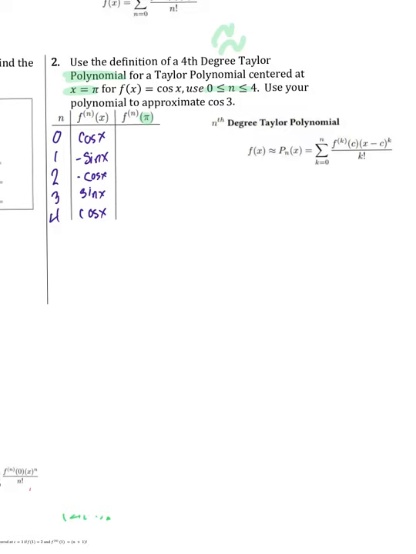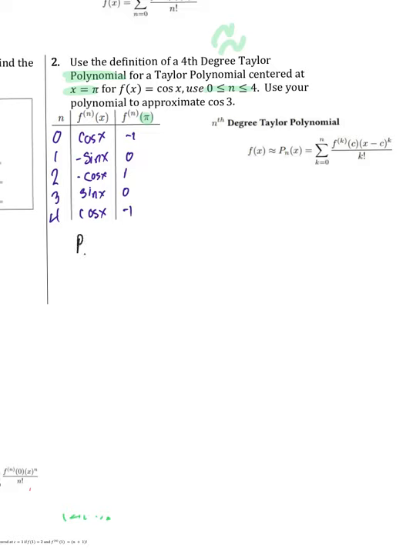So I'm going to get all of my derivatives in there. And then I'm going to evaluate each of those derivatives in the middle column at pi. So cosine of pi is negative 1, negative sine of pi is 0, negative cosine of pi is positive 1, sine of pi is 0, cosine of pi is negative 1. So go ahead and pause the video, make sure you have this table filled in correctly, and then we're going to create our polynomial using that table.